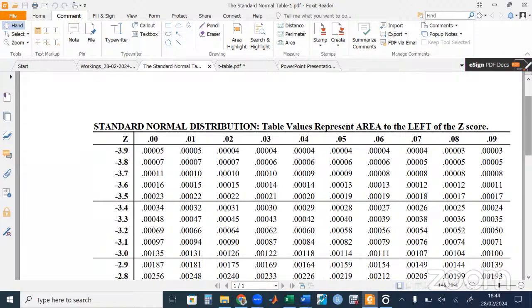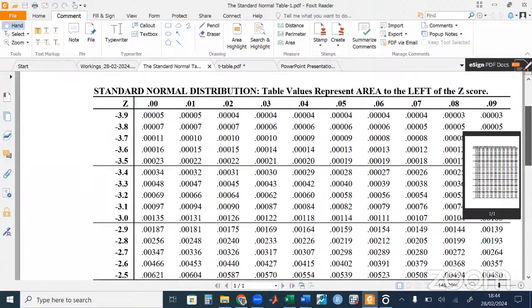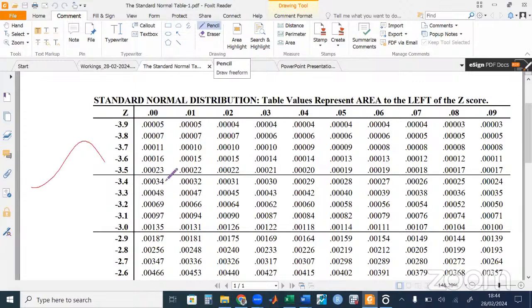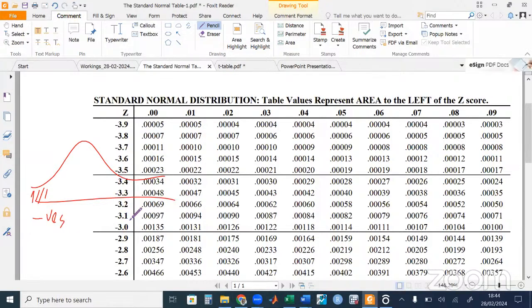Only that it is a little confusing, because the one I've given you gives you the tables from the negative side, for a left-sided test alone. So it means that the values there are the ones on the left. That's why they are all in negatives. They are all in the negative category. I will show you how this is going to work in a moment.